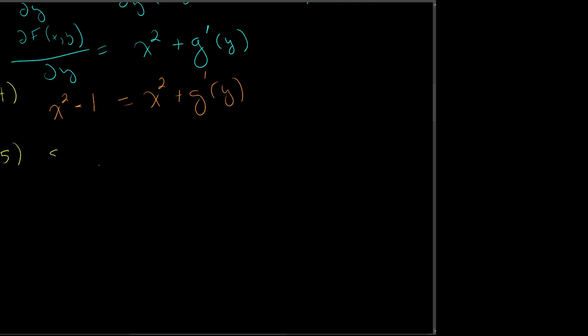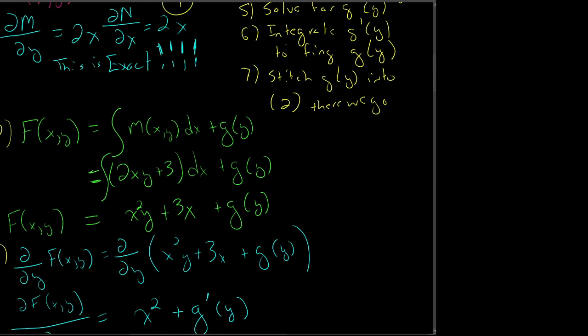Step 5 here. Solve for g prime. So, oops, Control Z. I'm going to keep this in orange. This is an orange thought. So g prime of y, keeping this on one side, I'll subtract x squared from both sides. Minus 1. So the derivative of g with respect to y is negative 1. I want to integrate g prime to find g.